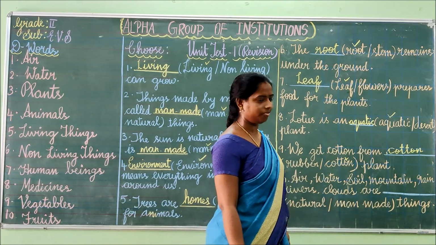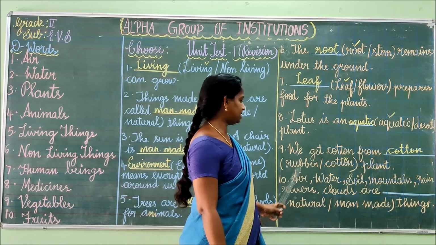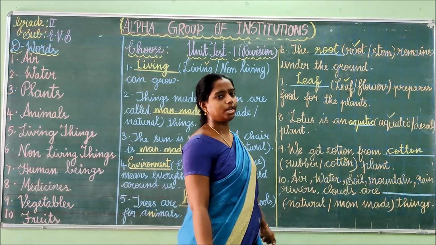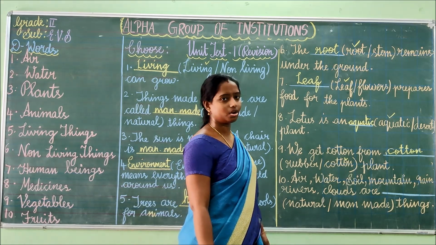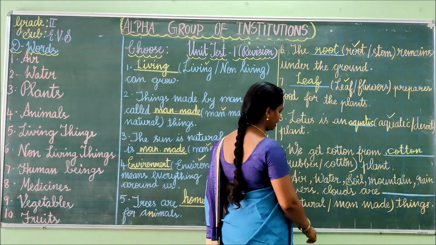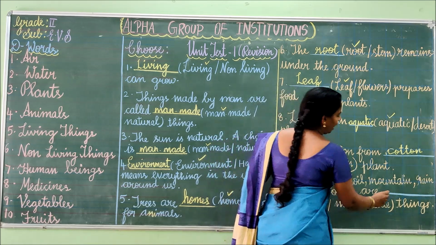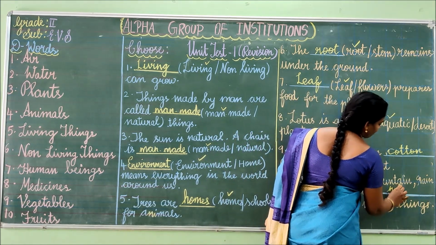natural or man-made? The question itself you can easily say. Air, water, soil, mountain and all are natural things. They are all what, children? They are all natural things, isn't it? See, natural.